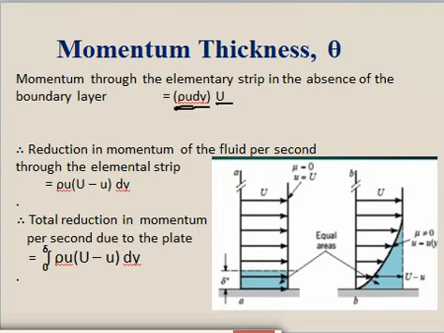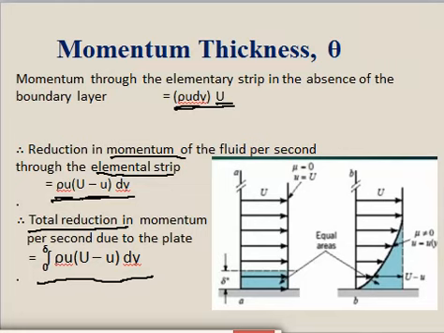So for the same mass flow rate ρ u dy, the momentum could have been ρ u dy into capital U. So the reduction in momentum of the fluid due to the presence of the boundary layer through the elementary strip is ρ u (U − u) dy. Now remember, this reduction is only for the elementary strip. Therefore for the total reduction in momentum, we integrate within limits 0 to δ: the integration from 0 to δ of ρ u (U − u) dy.